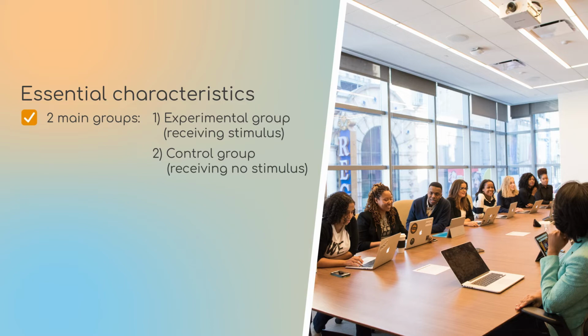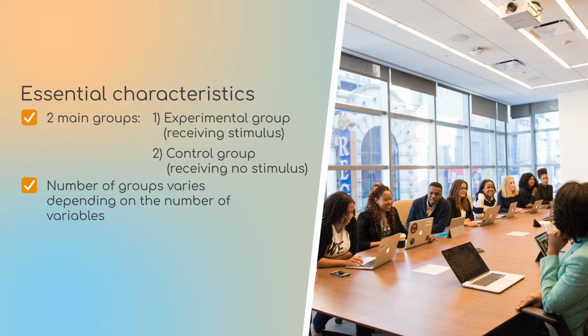However, depending on how many variables are being tested, more than two groups may be required. For example, if two independent variables are present, 4 experimental groups are necessary. In order to obtain valid, useful results in the end, it is necessary to control confounding influences on variables or their relationship as far as possible.